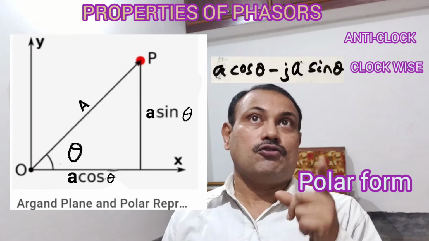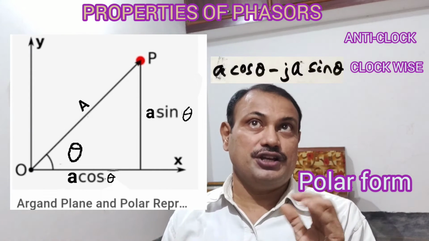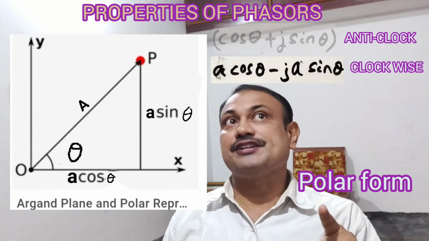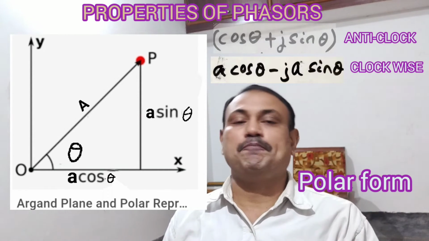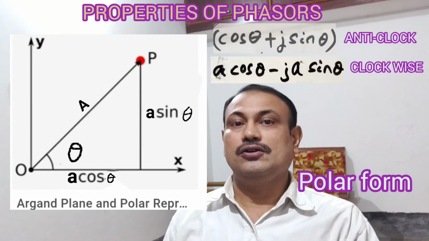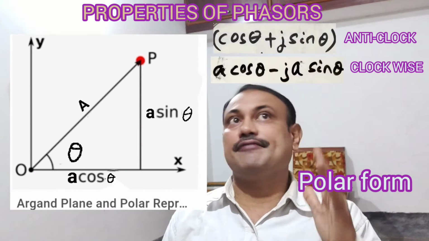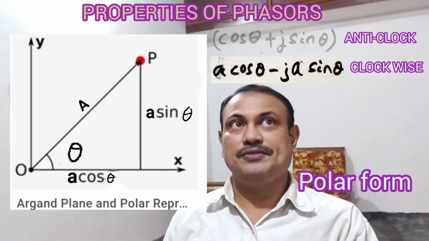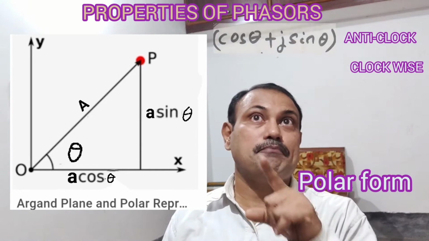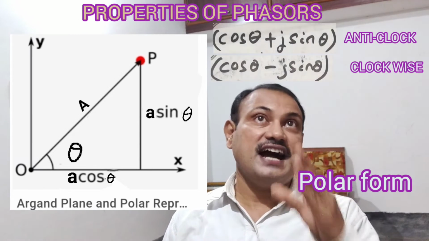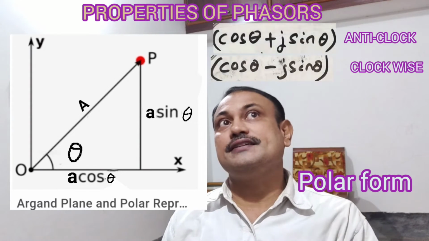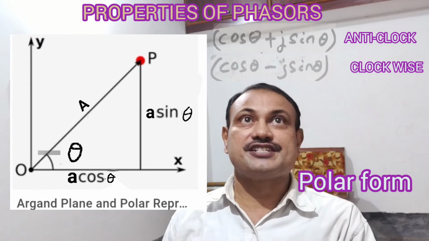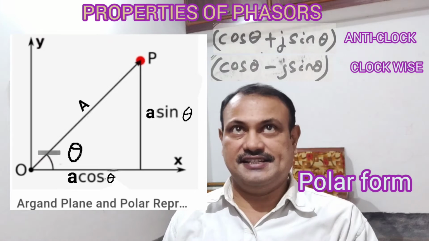Now here, cos theta plus j sin theta acts as an operator to rotate the phasor A by a certain angle theta in the anti-clockwise direction, which we consider from the initial reference axis, and the reference axis here is the positive x-axis. And similarly, cos theta minus j times sin theta acts as an operator to rotate the phasor A by angle minus theta in the clockwise direction from the initial reference axis.